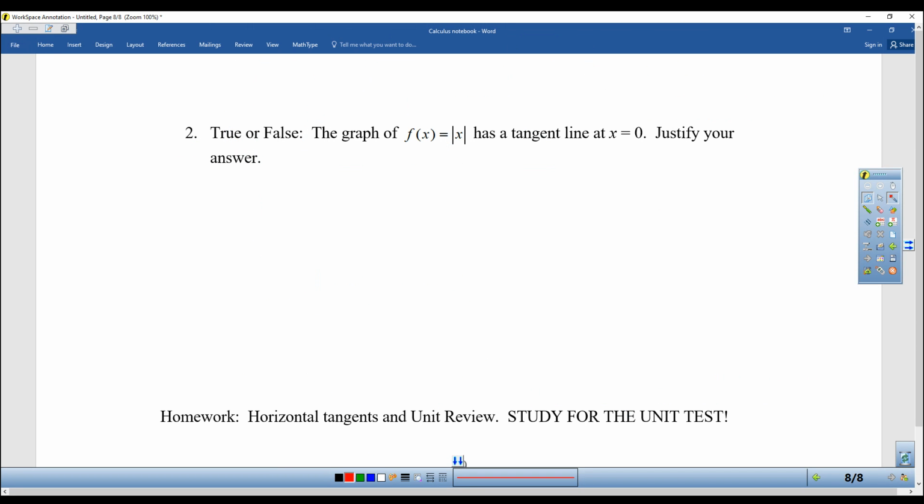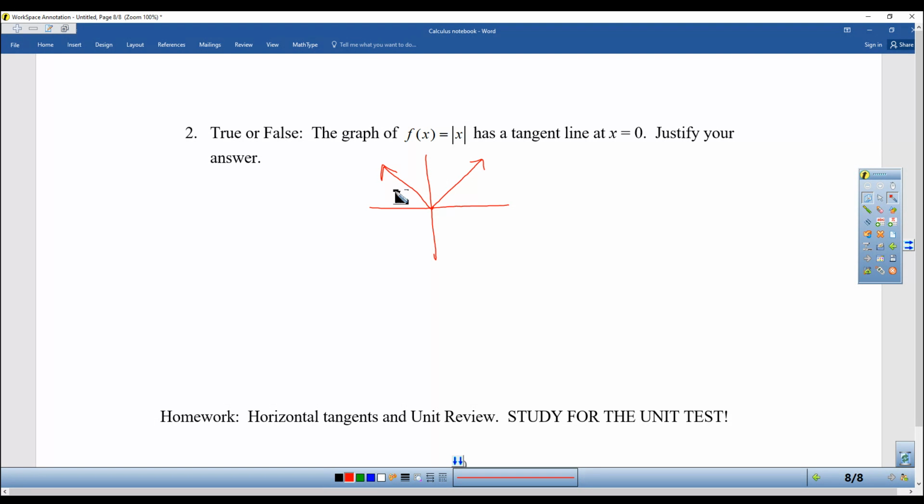Last one, we're almost there. The graph of y is equal to the absolute value of x has a tangent line at 0. So this is something that's a little tricky for kids at first, and that is that in order for there to be a derivative, the left-hand limit and the right-hand limit have to match for the derivative.